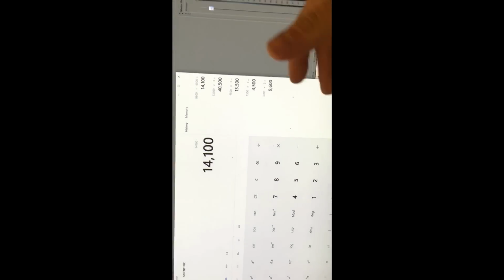So we have 9,600, plus 4,500. Let's clear the whole thing. All right, so 9,600 plus the 4,500, which is the 1,500 volt amps per required circuit. That gives us 14,100. We had to subtract 3,000 from that because we can't touch the first 3,000 of that number, giving you 11,100 left over.